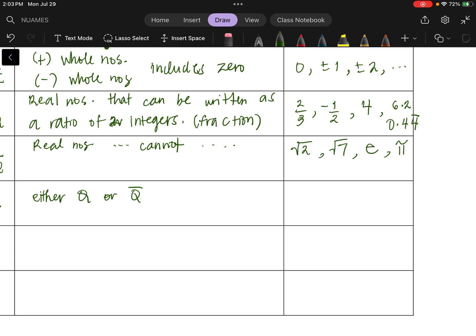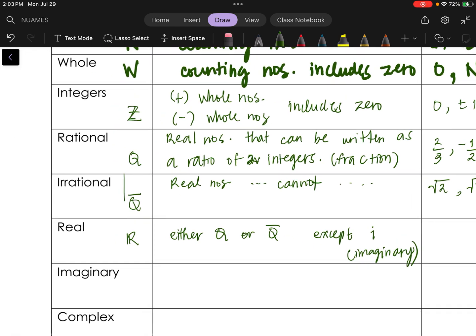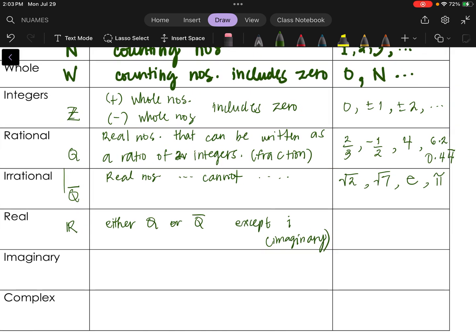But except an i, which is an imaginary. Okay, so everything that you've learned here previously could be a real number. Okay? And all the examples that you have could be all of the ones above.